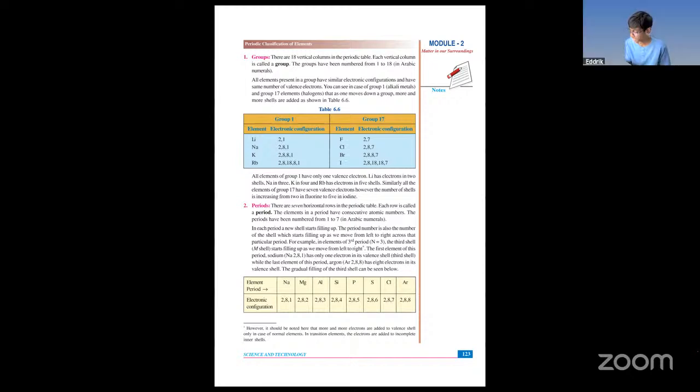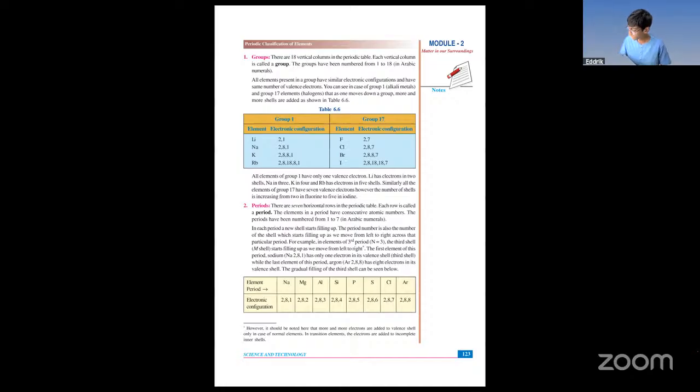Period. There are 7 horizontal rows in the periodic table. Each row is called a period. The elements in a period have consecutive atomic numbers. The periods have been numbered from 1 to 7 in Arabic numerals. In each period, a new shell starts filling up. The period number is also the number of the shell which starts filling up as we move from left to right across that particular period.